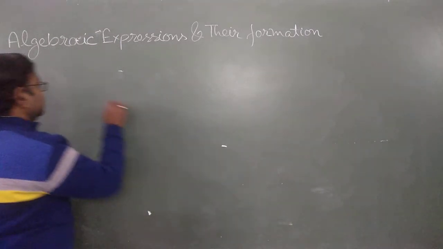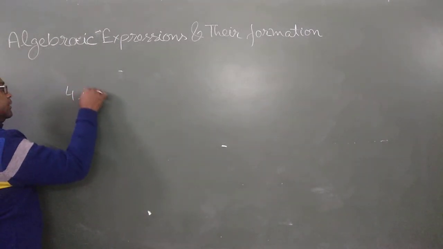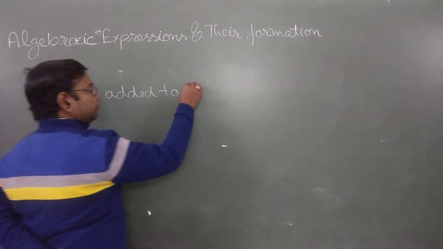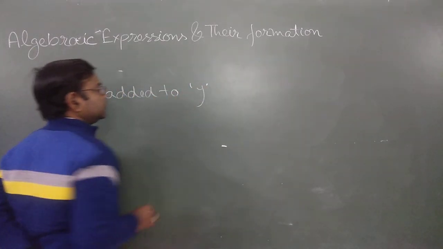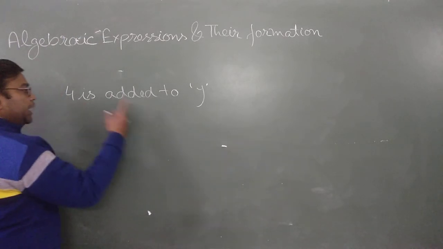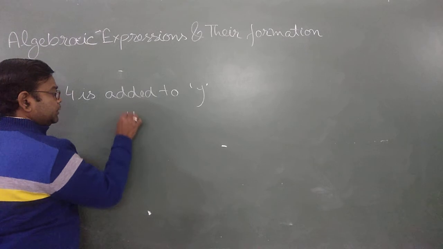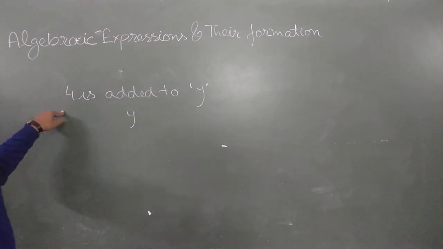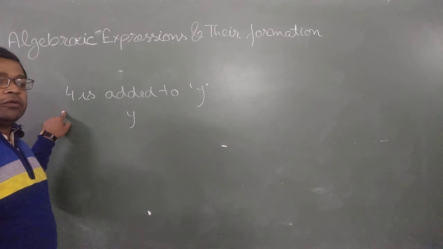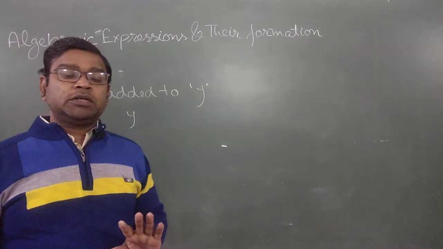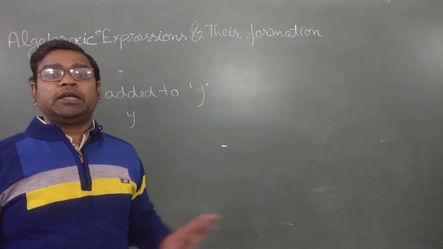if I say that 4 is added to a variable y, clear? 4 is added to y. How do we write it mathematically? We are going to add 4 to y. I deliberately chose these two things, 4 and y, because some people write 4 or y in the same pattern, the same way. So avoid such types. Your y and your 4 must be distinguished, so that your writing does not create confusion about y and 4.